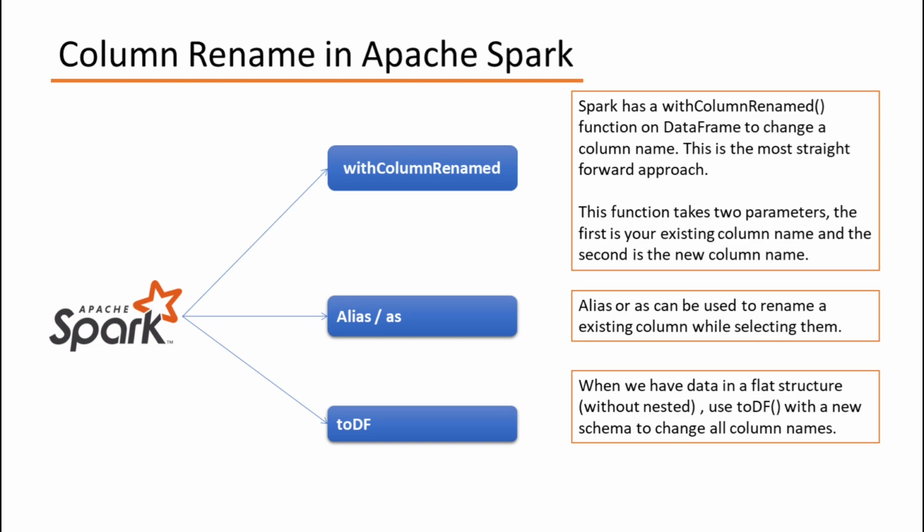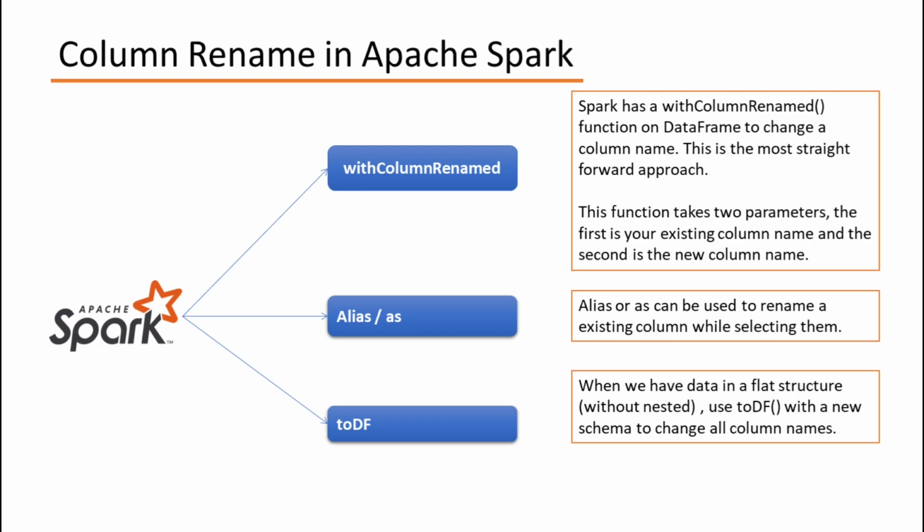We can use alias or as to rename a column. Alias or as can be used to rename an existing column while selecting them. We can use the toDF function to rename the columns. When we have input in a flat structure schema, use of the toDF function with a new schema to change all or some column names will be really helpful.